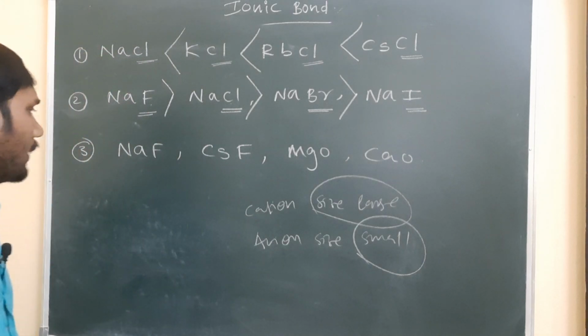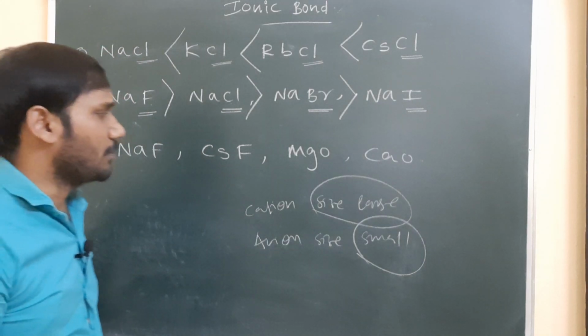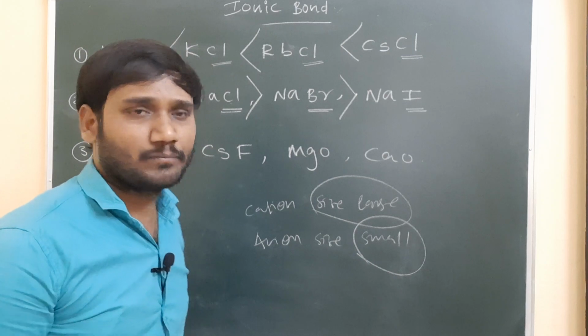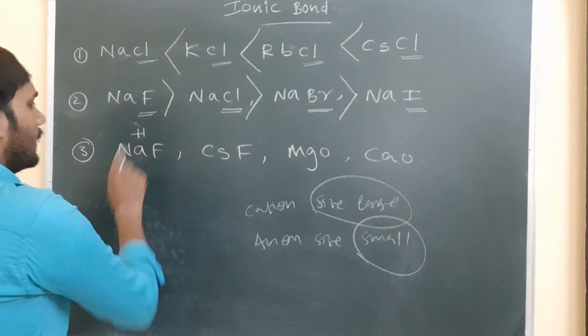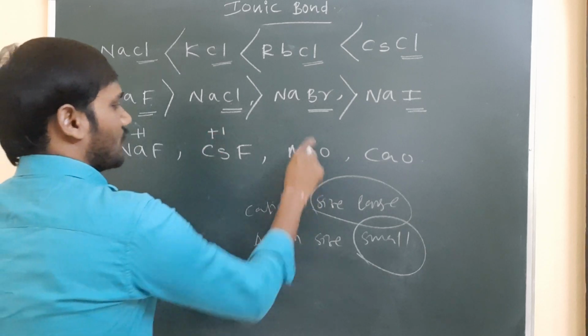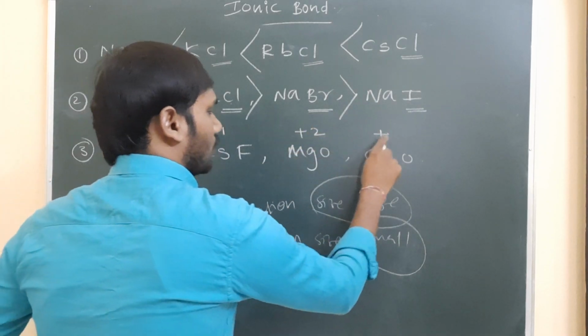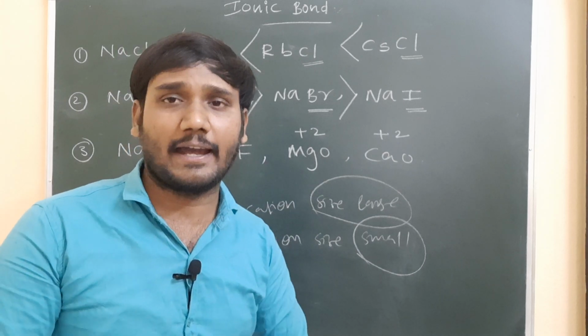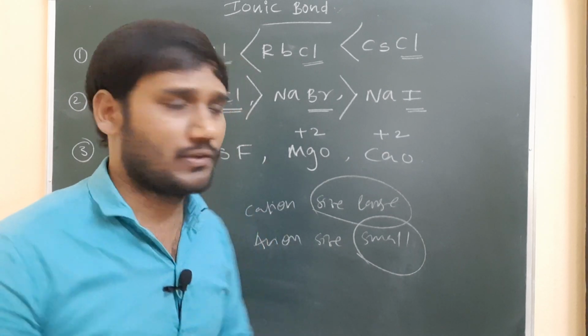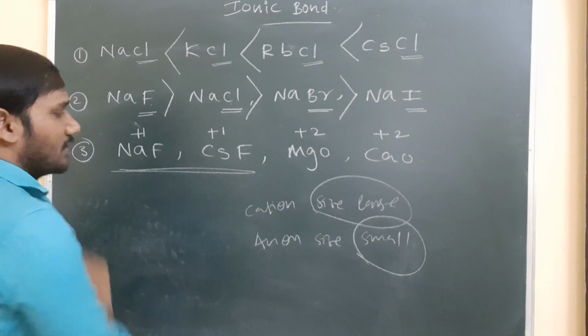Next one: sodium fluoride, cesium fluoride, magnesium oxide, calcium oxide. Let us see. We have to look at the charge, because the sodium charge is +1, cesium charge +1, magnesium +2, calcium +2. So which is the favorable condition for formation of the cation? Low charge. So the answer will be among these two.